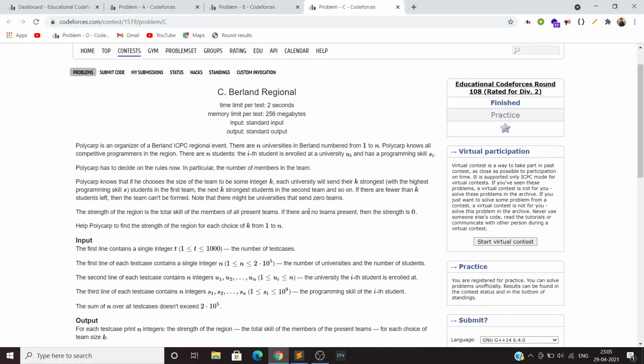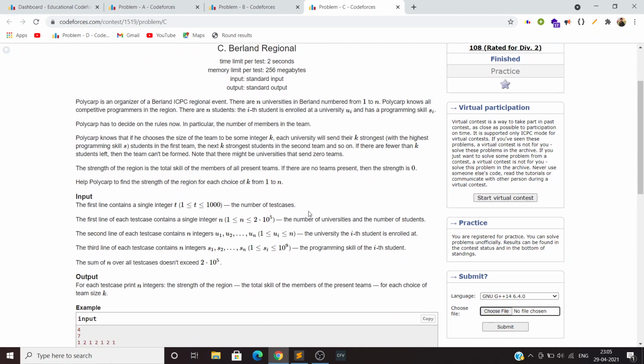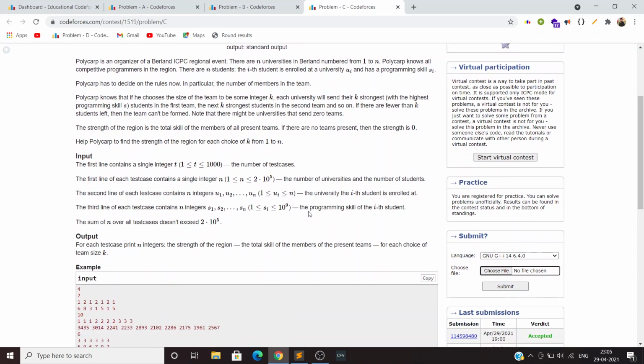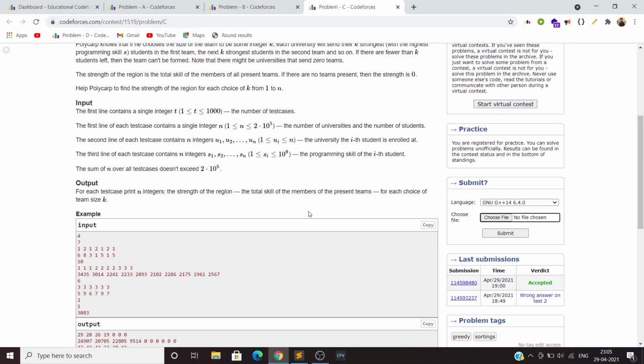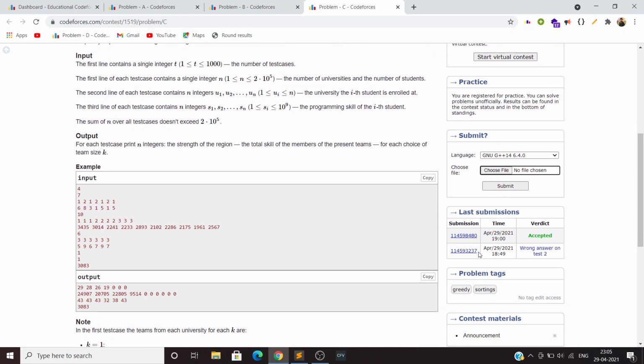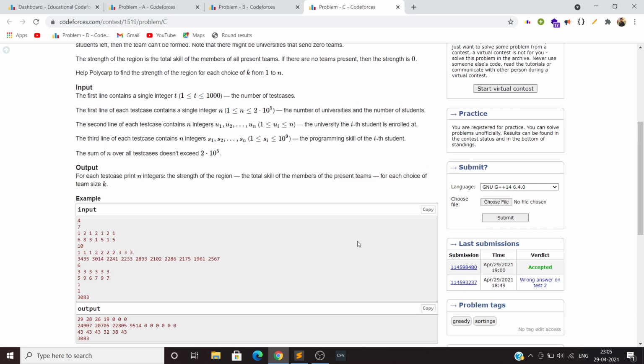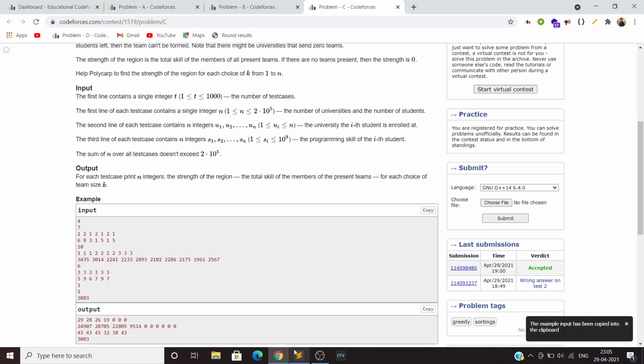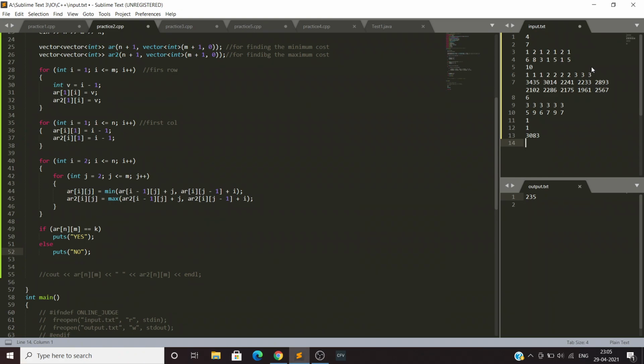So for the third problem, this took me a very long time. I was stuck here for a very long time, and I also submitted a wrong solution for this. So let's see what is given here and what the solution is.